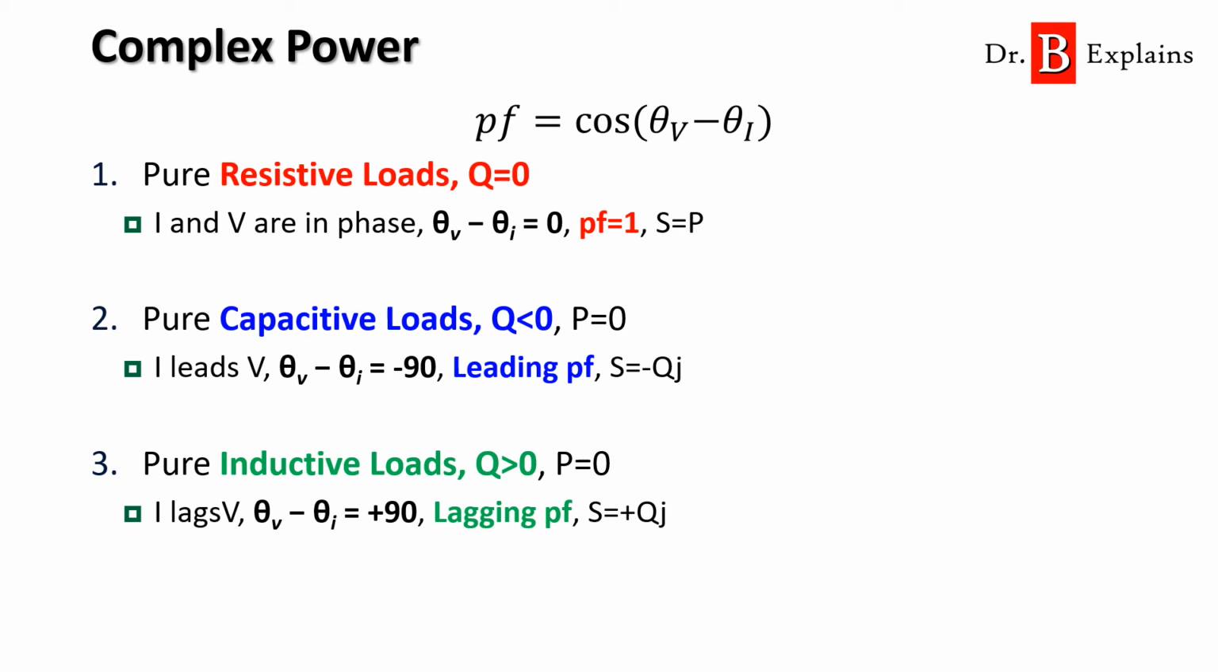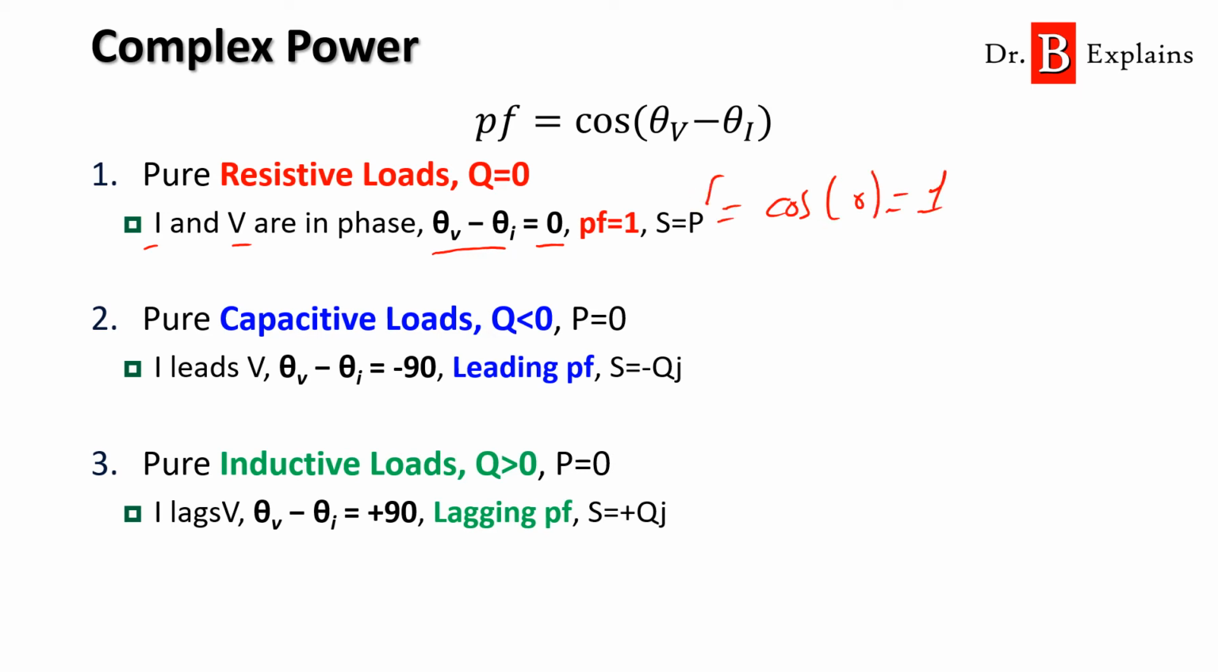So now, what about the PF? What is PF? That's the power factor, and it's cosine of the angle. In the case that we have pure resistive loads, that means that Q is equal to 0. That means that the I and the V are in phase, so the difference is equal to 0. If we do cosine of 0, we get 1, which is PF.